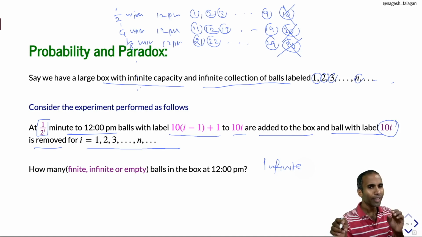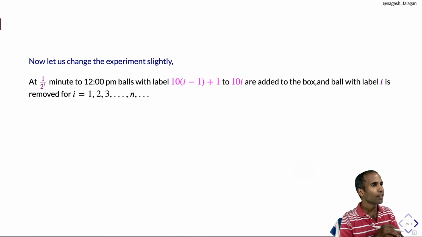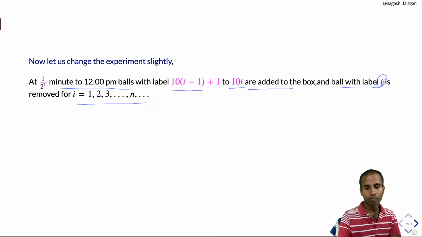Okay, let's make a small change in the experiment. Let me clear it. Now let's change the experiment slightly. At 1 by 2 to the power i minus 2 minutes to 12 pm, balls with labels 10 times i minus 1 plus 1 to 10 times i are added to the box, and the ball with label i is removed, for i equal to 1 and so on.